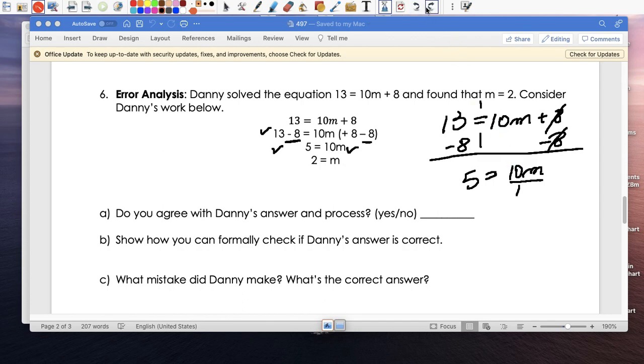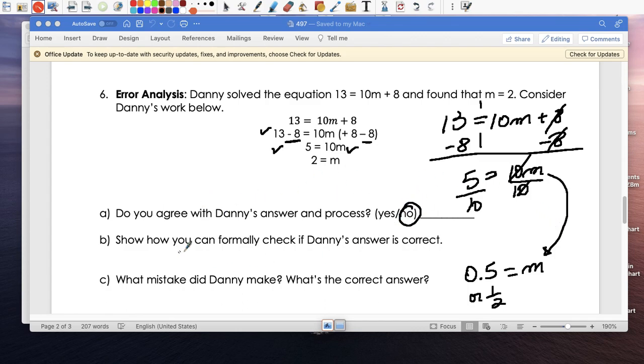If you divide this by 5, you get 10 divided by 5, which is 2m, which is not what we want. We don't want 2m, right? We want m. We want m isolated with a coefficient of 1. So dividing by 5 doesn't really get us to our goal. So here, we should divide by 10, which means that we have to divide the other side by 10. 10 divided by 10, look, that gets me to m with a coefficient of 1. And on the other side, 5 divided by 10 is just 0.5, or if you want a half, that's completely fine. So do you agree with Danny's answer?